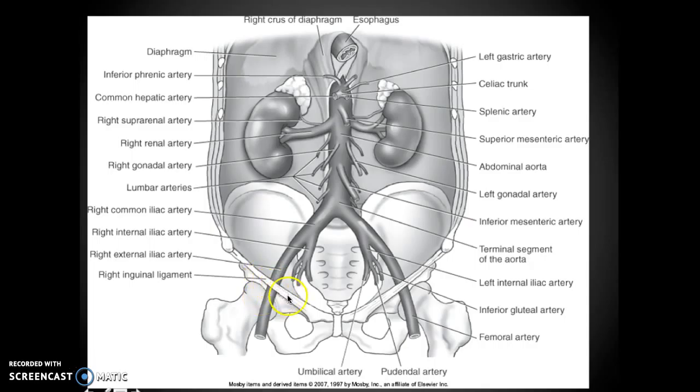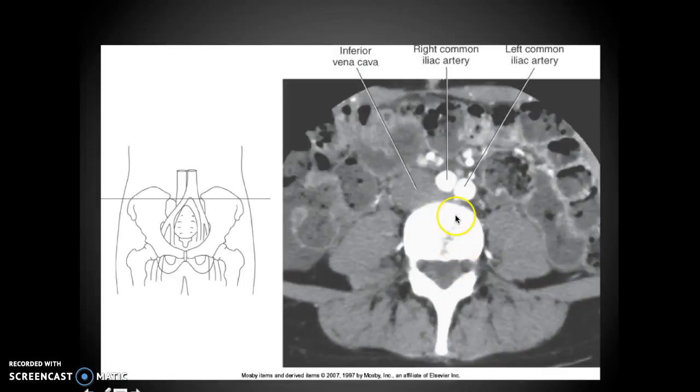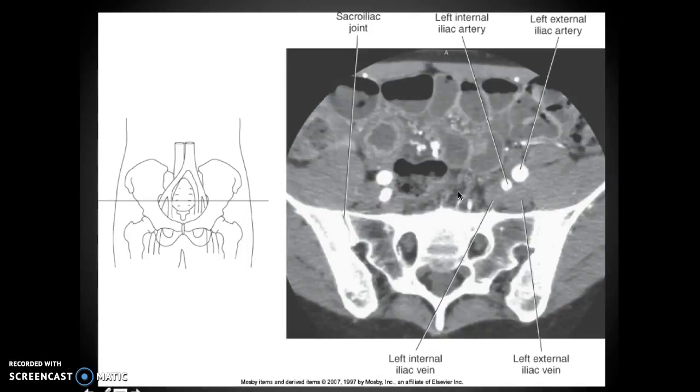Once we pass over the inguinal ligament on either side, we're now at the femoral artery. Okay? So looking here, you have your right common iliac and your left common iliac artery, and your left internal iliac artery and your left external iliac artery. So as you can see here, we're below the bifurcation.